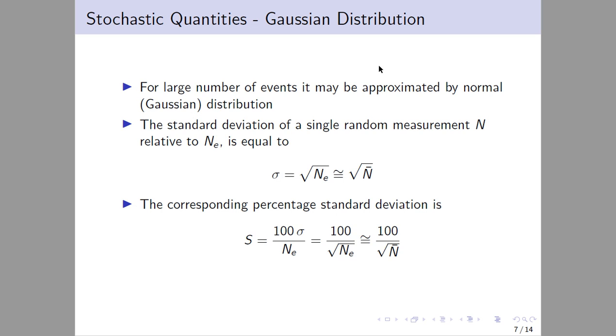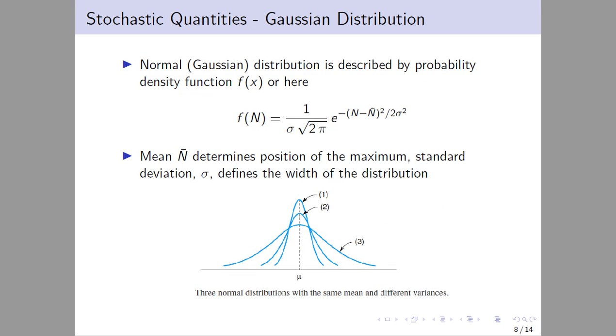The standard deviation of a single random measurement and the number of particles, related to n, is sigma equal to the square root of n bar, and the corresponding percentage standard deviation is 100 over the square root of n bar. So we can get this value.